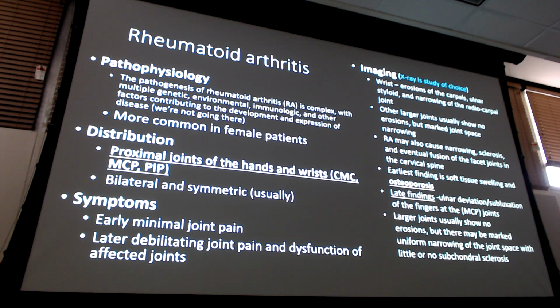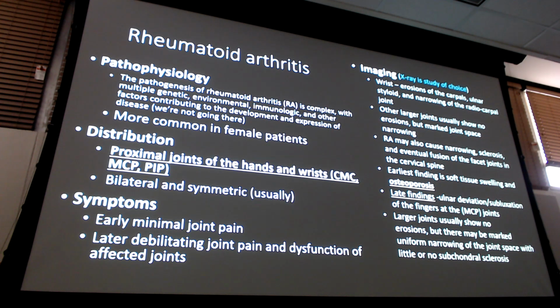Proximal joints of the hand and wrist, so sure the PIP is involved, but what's involved that wasn't involved in the erosive hypertrophic? The carpometacarpal joints are involved. Those weren't involved in the other one, right? So there's a distinguishing factor between the two. Minimal joint pain, whereas the other one is pretty significant pain, right? It's erosive, it's inflamed, it's angry.